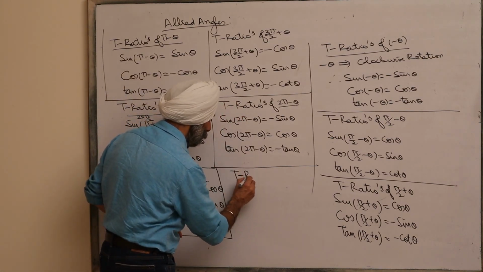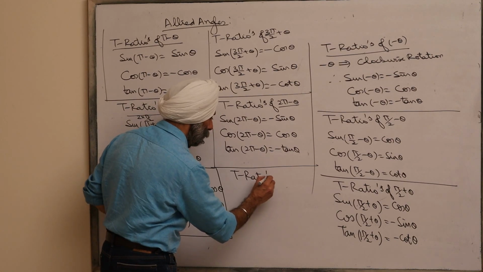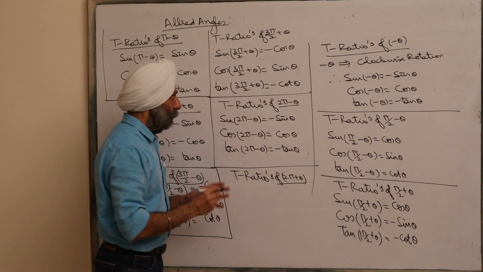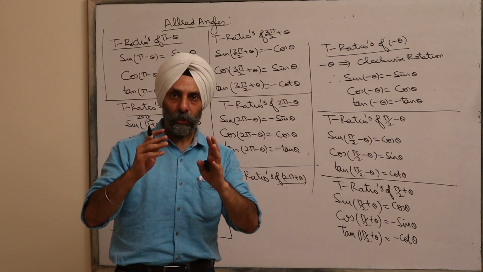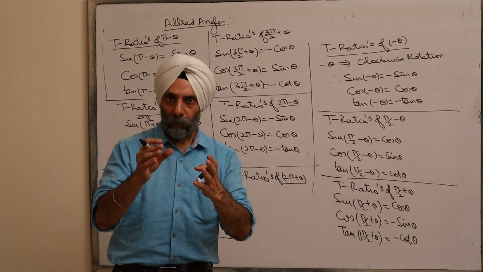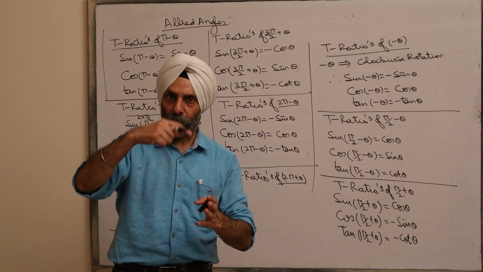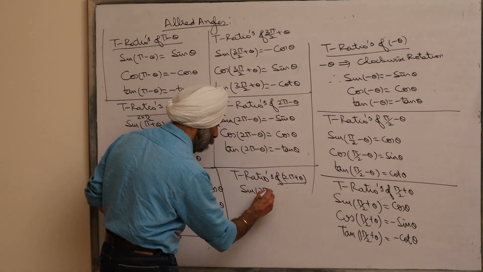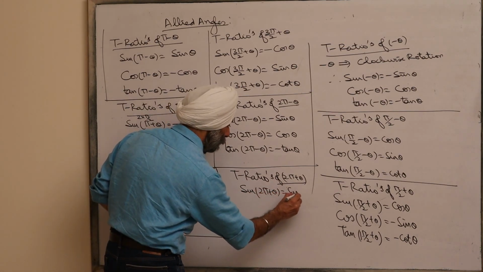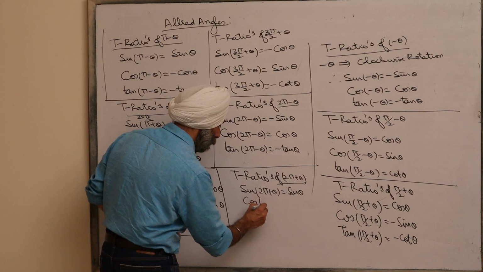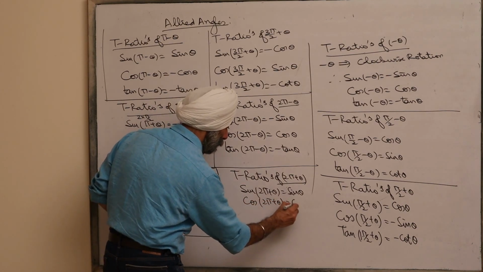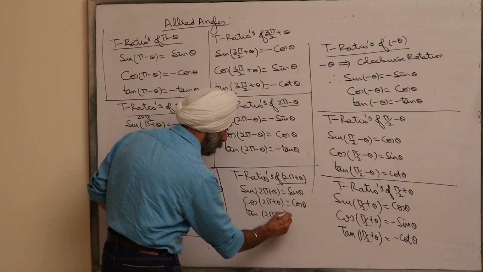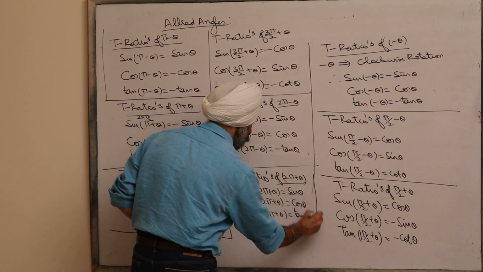Now next is T ratios of 2 pi plus theta. 2 pi plus theta means 360 plus theta. So that means again we are coming to the first quadrant after one complete rotation. So sine of 2 pi plus theta, first quadrant, all the T ratios are positive. Cos of 2 pi plus theta, it will be positive. Tan of 2 pi plus theta, again it will be positive here, right?